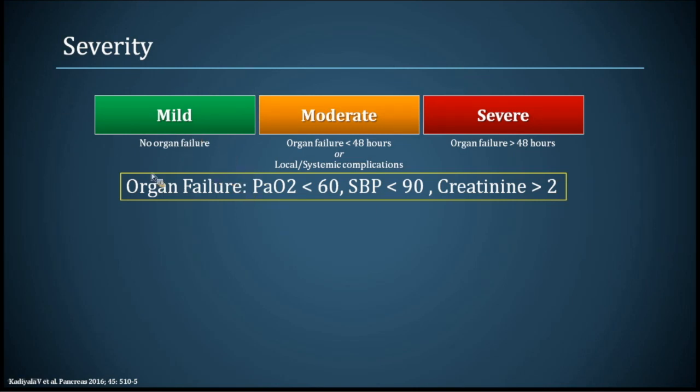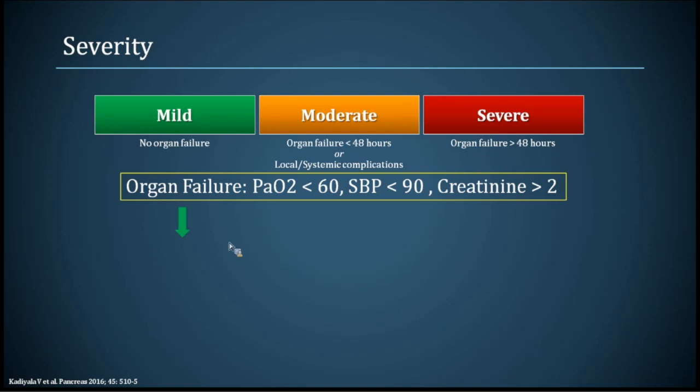So patients who have no organ failure, they're mild. It doesn't even matter if you have necrosis or not. If you don't have the organ failure, you're mild. Moderate means you have less than 48 hours of organ failure, so they get admitted, they have a little hypotension in the ER, resolves relatively early. And severe cases have organ failure that persists beyond 2 days.